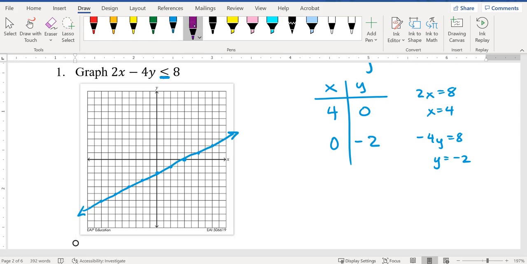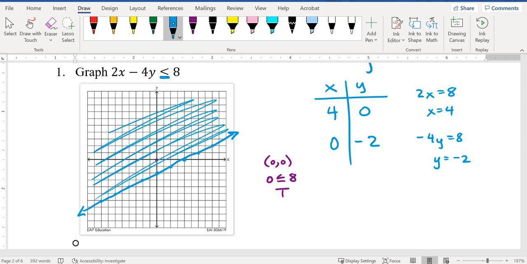Now the last thing, I've got to do a test point. I'm going to pick (0, 0), because that's not on my boundary line. If I plug in 0 for x and 0 for y, I get 0 less than or equal to 8. That is a true statement. So I want to color the half plane that contains (0, 0). So I'm shading this half plane.